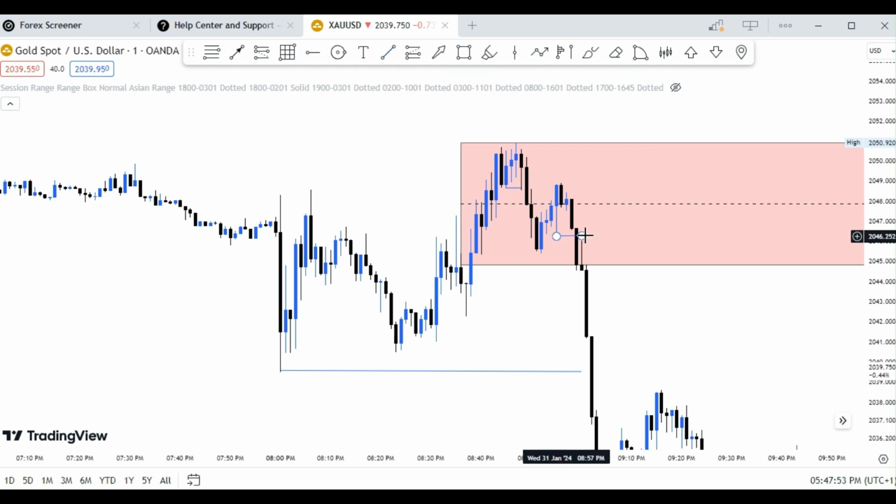Sometimes it doesn't happen this way. Just make sure to understand where liquidity is taken and where change of character happens. So change of character happening between there again. This one was mitigated, and there's another change of character down here. And the market has not used the fair value gap, it has not mitigated it.